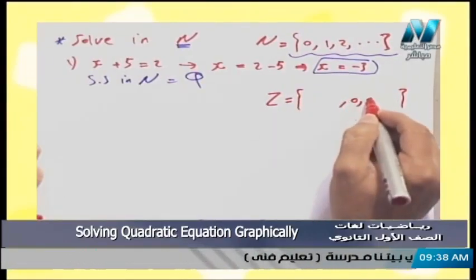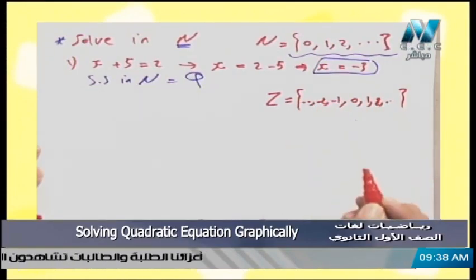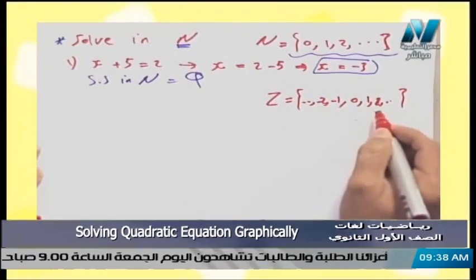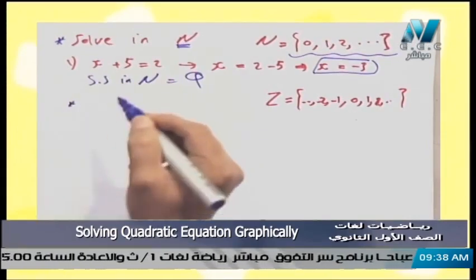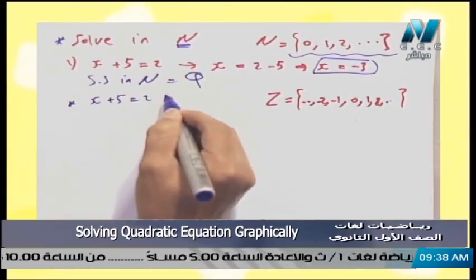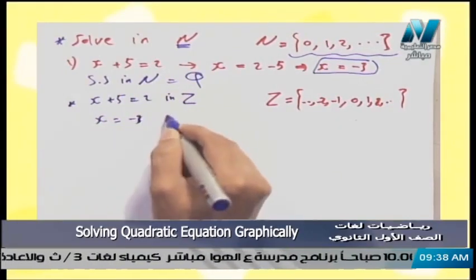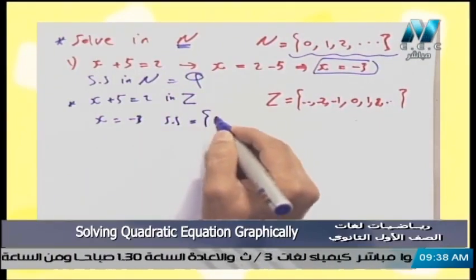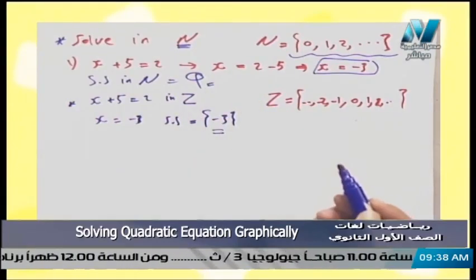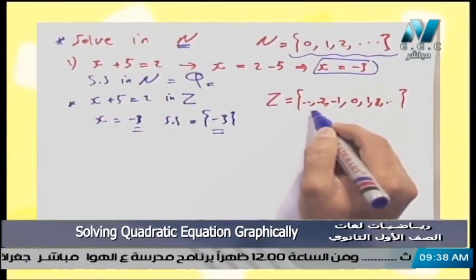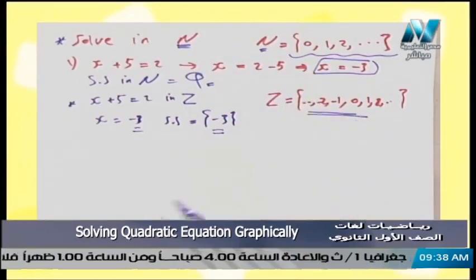Z here has 0 in the middle. We have 1, 2, and so on, negative 1, negative 2, and so on. That means that we have here negative 2 and negative 3. So if you ask me to solve this equation, which is x plus 5 equal to 2 in Z, the solution set will be negative 3. Why here is negative 3 but there is empty? Because negative 3 exists here in the integer numbers but doesn't exist in natural numbers.